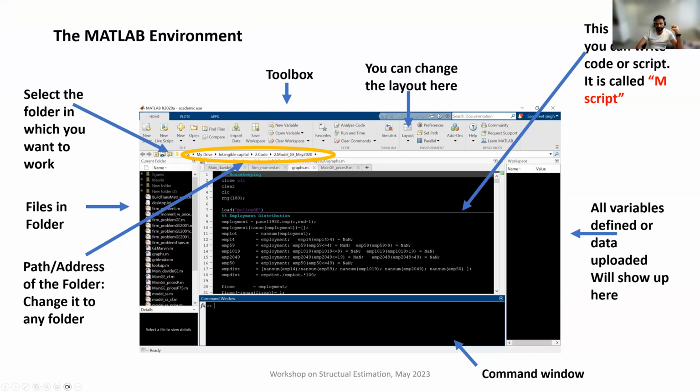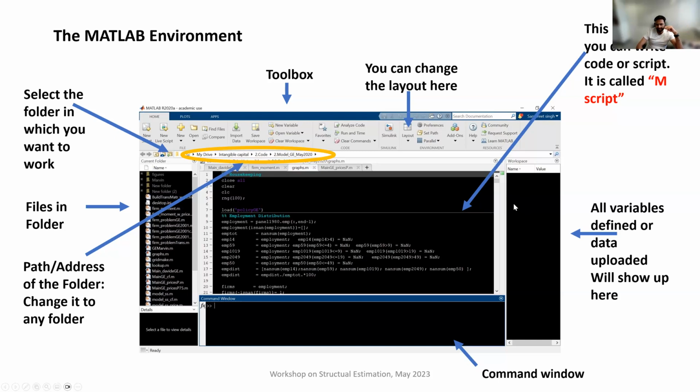You have the files that are in the active folder. So in my GE model May 2020 folder, these are all the files that are active. These are all M files. M is the syntax, the extension, for MATLAB files. So these are all M files that are active.